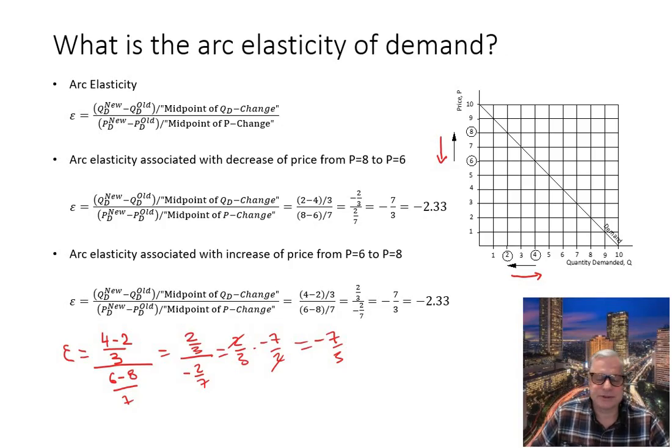But there's a final problem, which is that in economics we barely lower the price from 8 to 6 or increase it from 6 to 8. Those are huge steps. So what we are typically interested in is what happens if we lower the price by just a very little, maybe from 8 to 7.999.